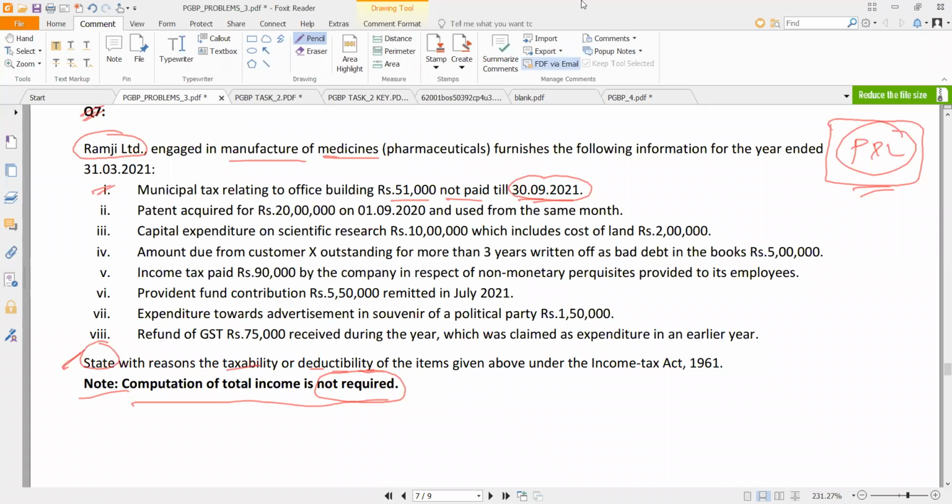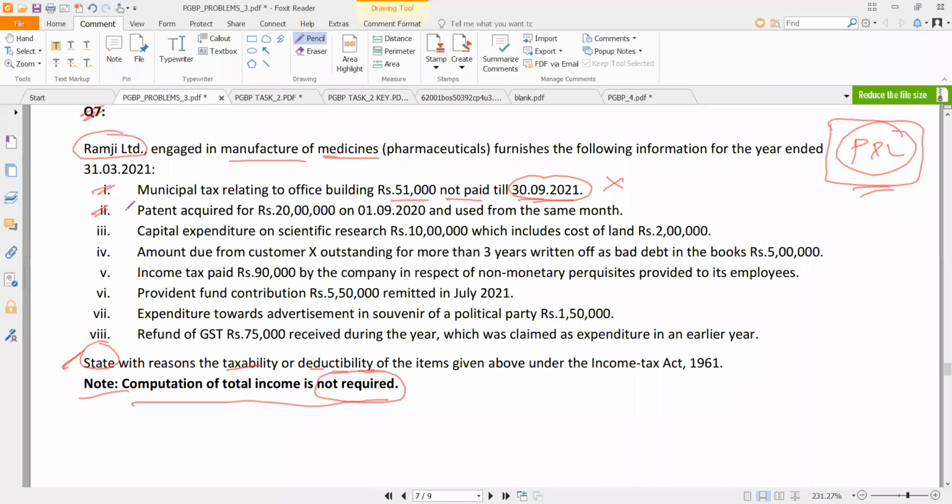Yes, somebody has raised a hand. You can ask the question, I'm hearing. Municipal tax not deductible. So the answer should be not deductible. Okay, by mistake, and that's all.